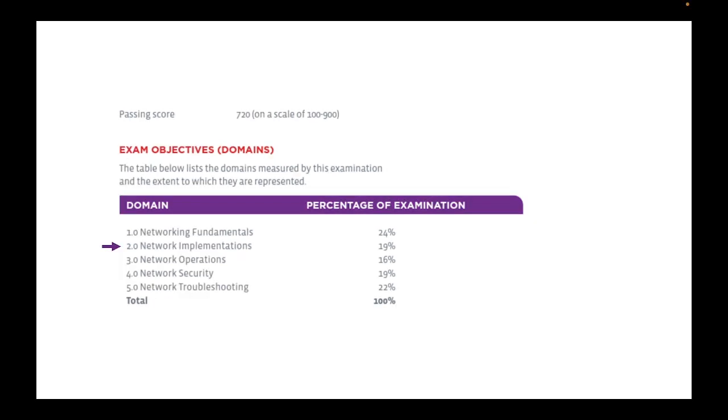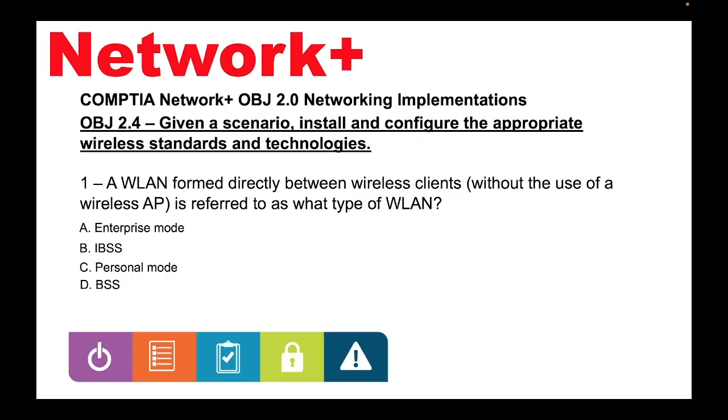All right, still on Domain 2.0 Network Implementations, which makes up 19% of the exam, and the passing score is 720 on a scale of 100 to 900. And yes, we are still with Objective 2.4, given a scenario, install and configure the appropriate wireless standards and technologies.